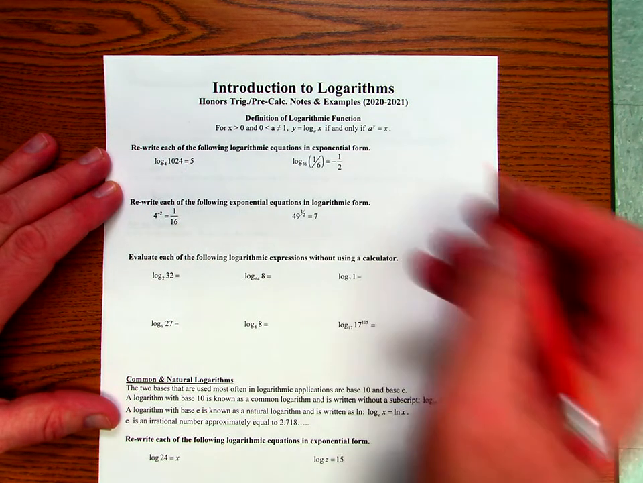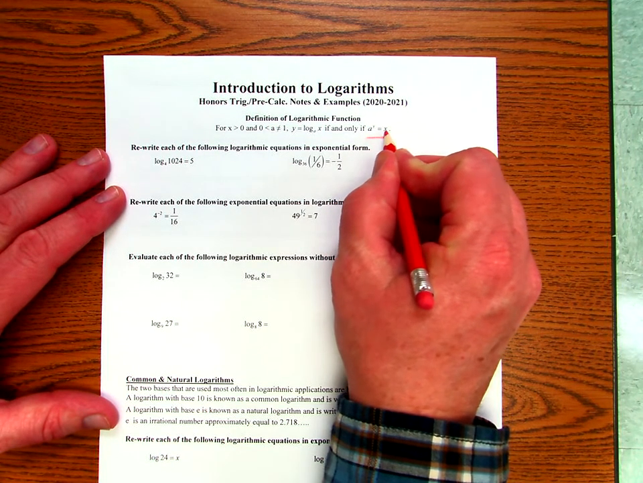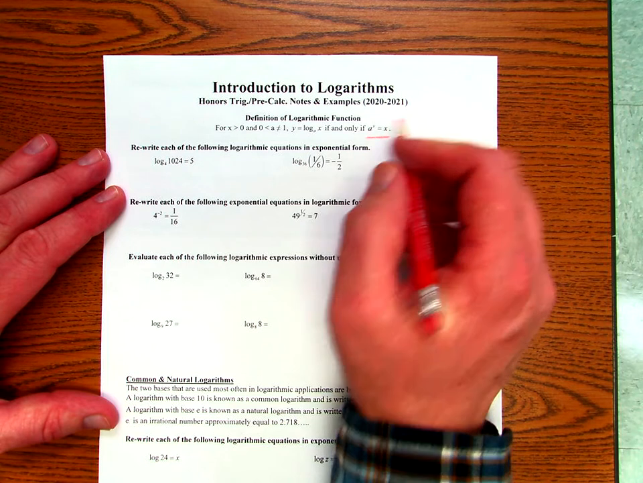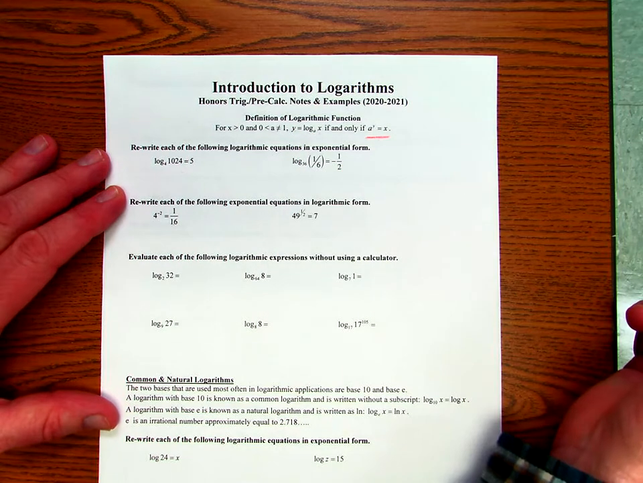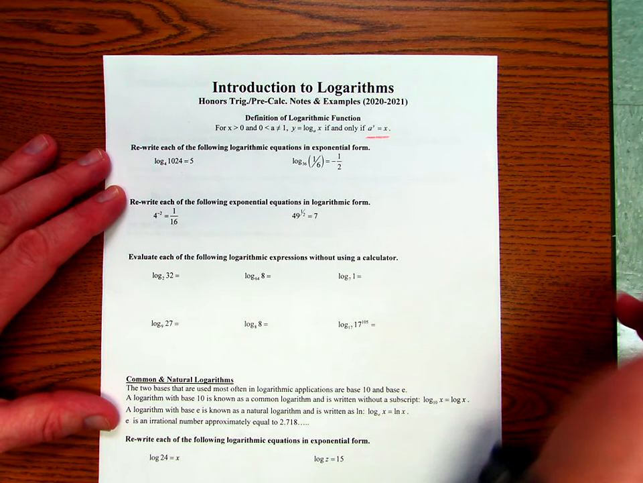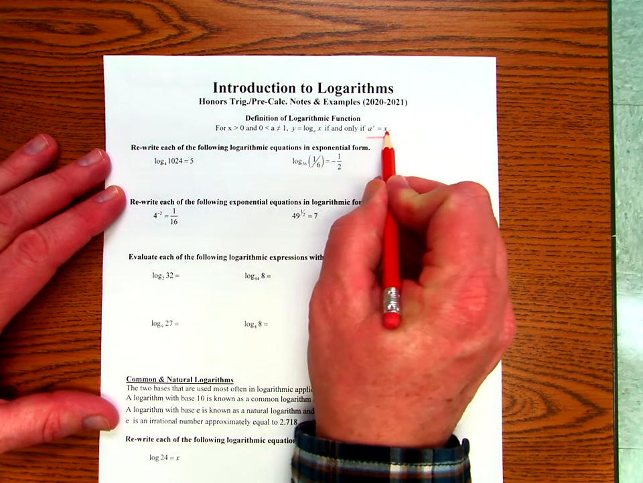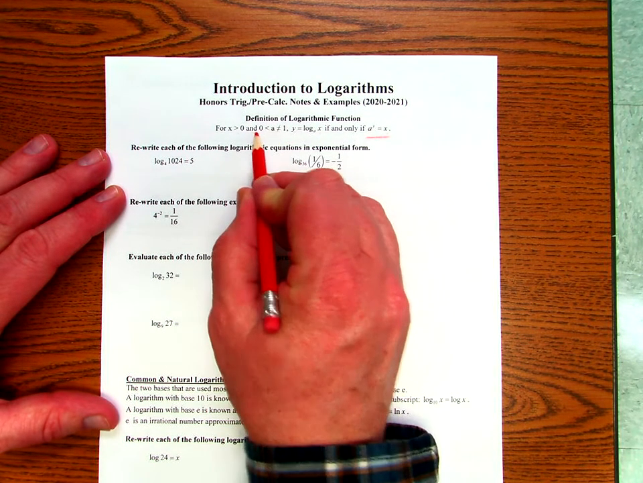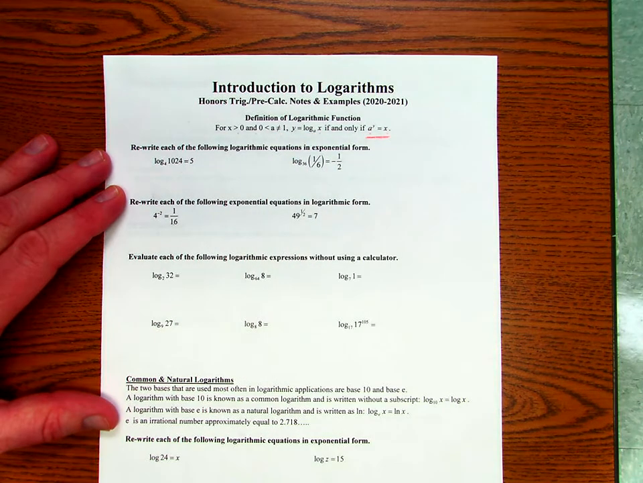Okay, so using the exponential as your point of reference, if you have a to the y power equals x, that's the same thing as y is equal to log base a of x. Now we do have some restrictions. The x has to be greater than 0. A has to be greater than 0. And a cannot equal 1.